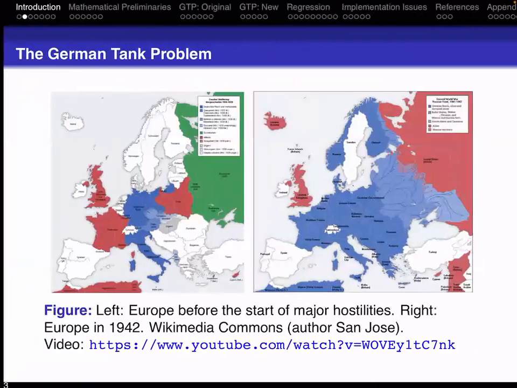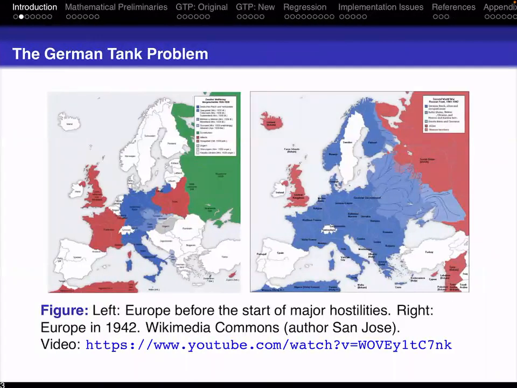All right. I'm assuming people have a brief familiarity with World War II. These are two different snapshots of what Europe looked like at the start of the hostilities and then in 1942. You can see the remarkable advance that Germany made in terms of conquering nations. A lot of this was due to a masterful use of tanks and attacks from that.